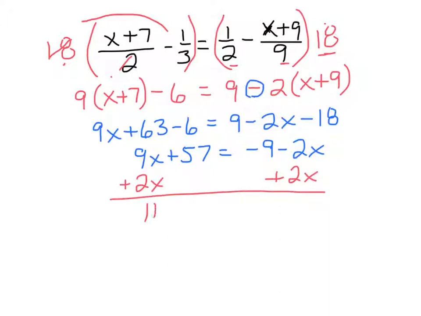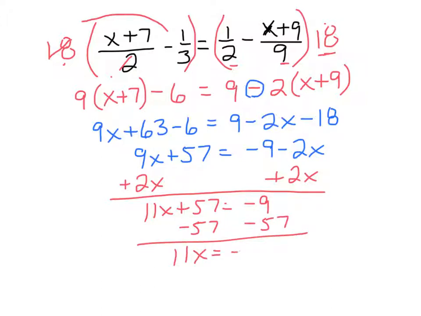So now I have 11x + 57 is equal to negative 9. I'm going to subtract 57 from both sides, leaving me with 11x is equal to a negative 66. So as I said, x is equal to negative 6.